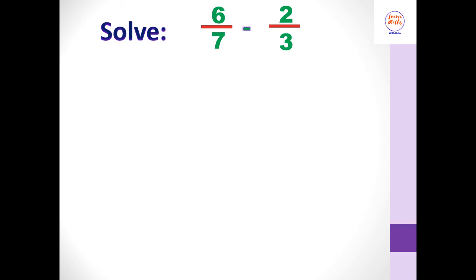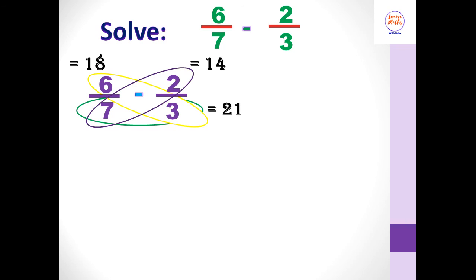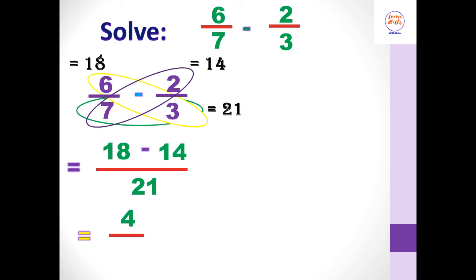So 6 over 7 minus 2 over 3. 7 times 3 is 21. 6 times 3 is 18. 2 times 7 is 14. So let's start. 21 as the LCM, then 18, then 14. So what do we do? 18 minus 14, which will give us 4 over 21.